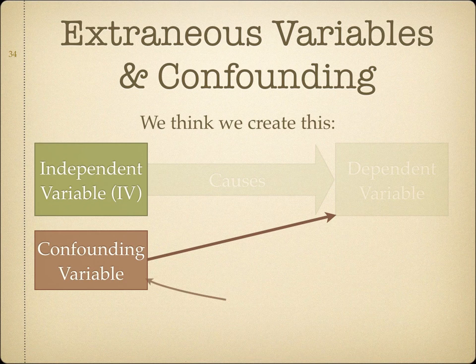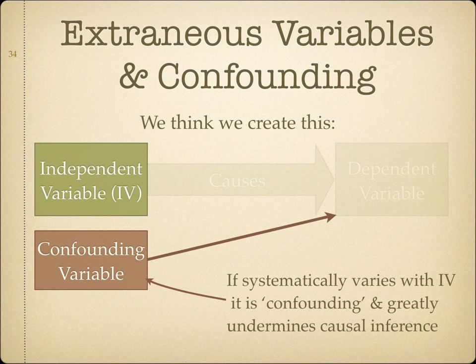But if, when we've created the independent variable, that extraneous variable is systematically varying with the independent variable, we call it confounding, and it greatly undermines our ability to make a causal inference. In fact, it practically eliminates it because we just don't know. We don't know whether our independent variable or the confounding variable really caused it.